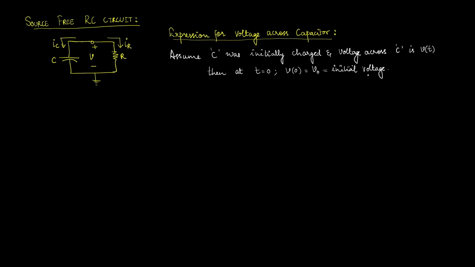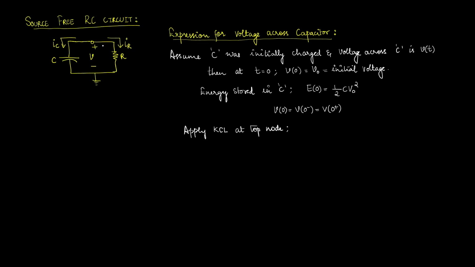Corresponding to this initial voltage, the energy stored in the capacitor is E of 0 equal to half C V0 squared. V0 is nothing but the initial voltage across the capacitor. So V0 corresponds to the initial value; in the transient case, we would have considered V of 0 minus to be equal to V of 0 plus.